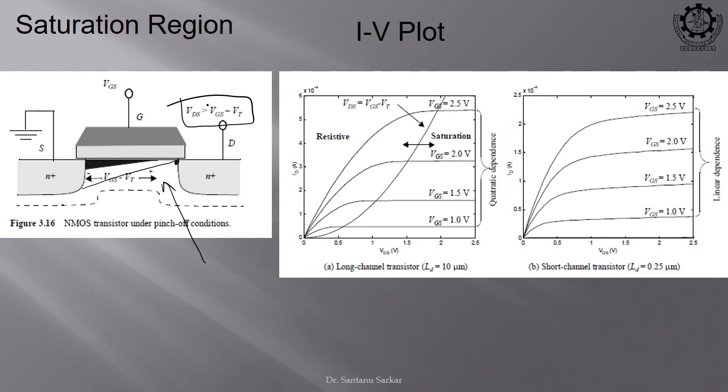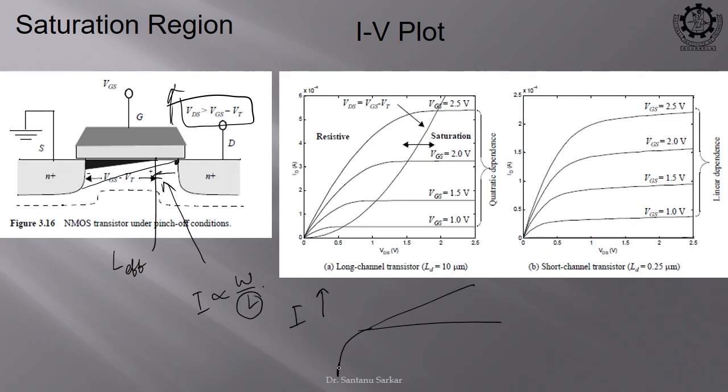Now, if you keep on increasing VDS even higher, what will happen? This will keep moving towards the left, and tapering of the channel will happen. This is known as the pinch off. So, due to this pinch off, is your effective length increasing or decreasing? Decreasing, and your current is proportional to W by L. So, now L is decreasing, so the current should also increase, and that you see in this effect.